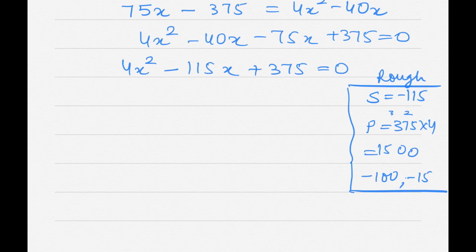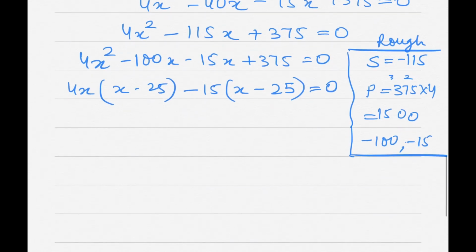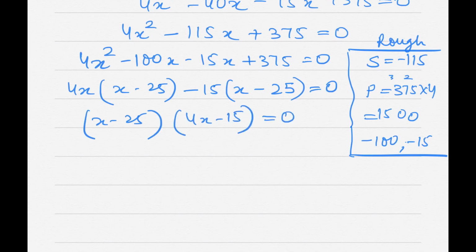Now let's substitute and split the middle term. So 4x square minus 100x minus 15x plus 375 is equal to 0. So here 4x is common, x minus 25. Here minus 15 is common, x minus 25. So my factors for this equation would be x minus 25 and 4x minus 15. Now therefore x would be equal to 25 or it would be equal to 15/4. So I have got two values for x.